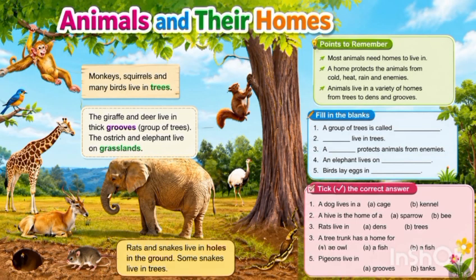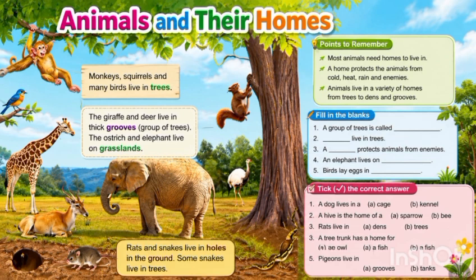And there are other animals which live in different kinds of homes. For example, monkeys, squirrels, and many birds live in trees. The giraffe and deer live in thick groups of trees. The ostrich and elephant live on grassland, and rats and snakes live in holes in the ground. Some snakes live in trees also.